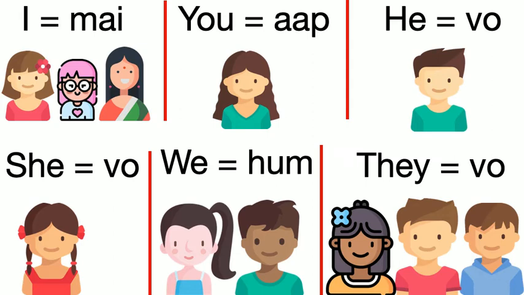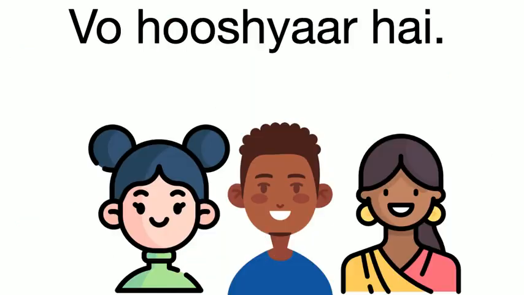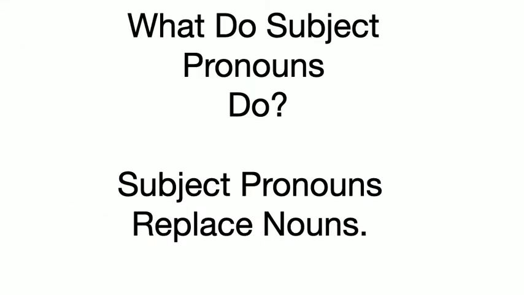So main is I, like main achhi hoon. When somebody says aap kaise hain, how are you? Main achhi hoon, I am good. Or when we say aap kaise hain, you see that word aap? That's you. How are you? Aap, you. So you can already see how we use our subject pronouns all the time. So let's do some more study of this.